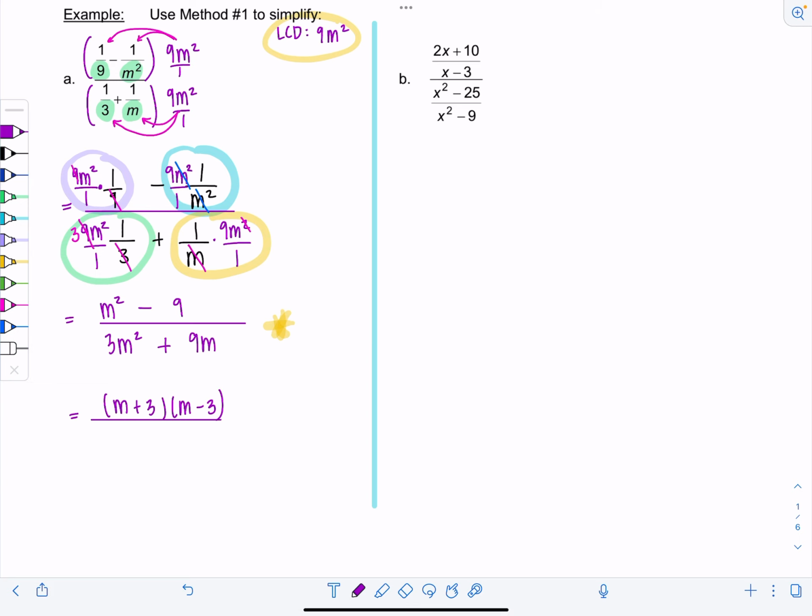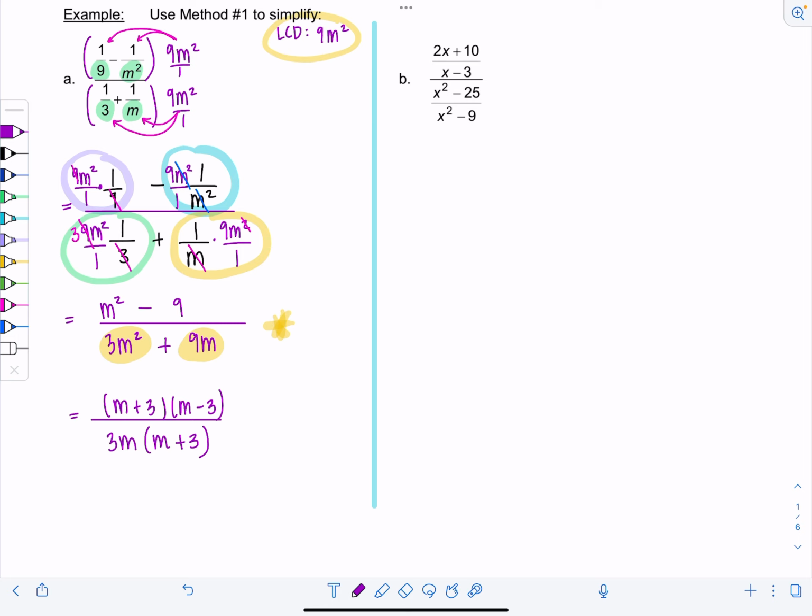And then looking at the denominator, we have 3m squared plus 9m. There's just two terms, so what can I take out? What's the greatest common factor that I can take out from both those terms? That's right, it's a 3m. So I'm going to take out 3m, and now I'm just left with m plus 3. Lovely. Now I've fully factored the numerator, fully factored the denominator.